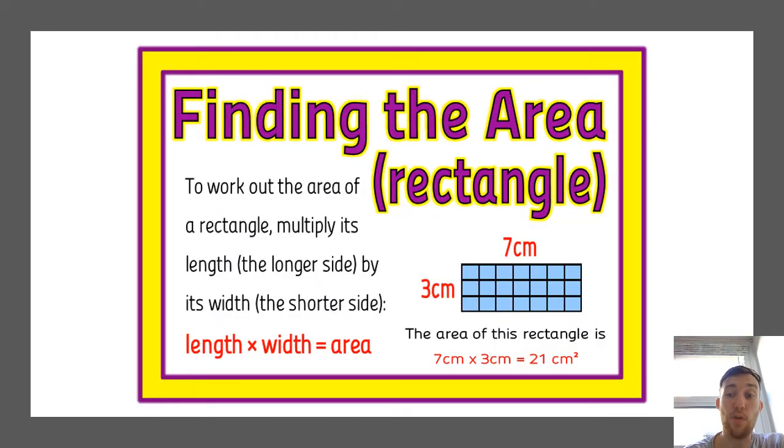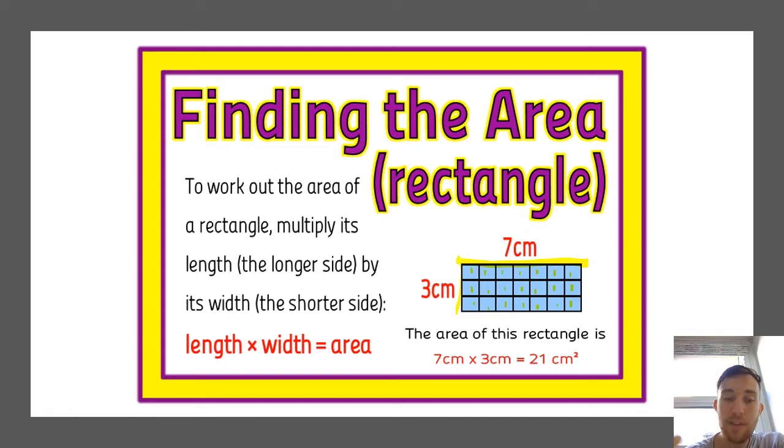Okay, so in year 4, you learnt to find the area of rectangles just by counting the squares inside of a shape. For example, the one here says to work out the area of the rectangle, multiply its length, the long side, by its width, the short side. So as I said, in year 4, you learnt just to count 1, 2, 3, 4, 5, 6, 7, 8, 9, 10, 11, 12, 13, 14, 15, 16, 17, 18, 19, 20, 21.